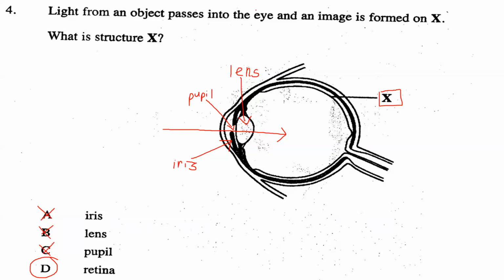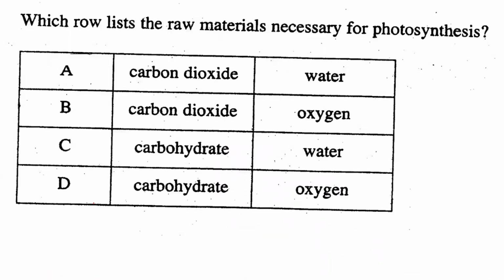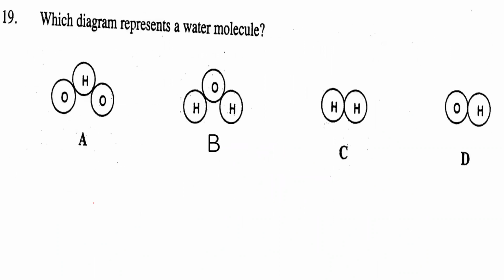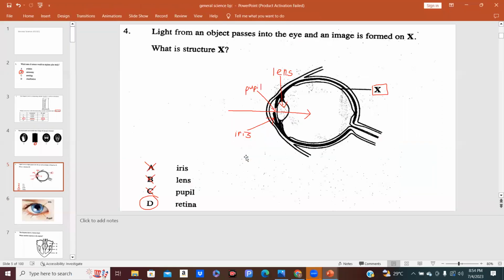What must X be, Tyrone? What's the last option? Retina. The retina, very good. So X is the retina. The retina is that part.